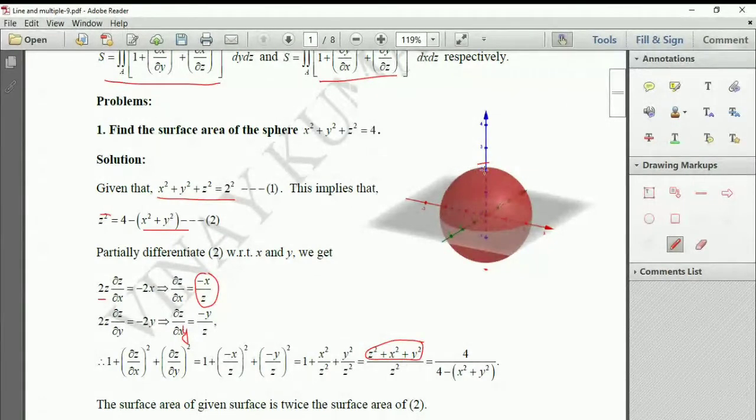Now let us pull this surface into the xy plane. That means when you make height as 0, this becomes a circle with center at origin, and this comes on the XY plane. That means when z is 0, you'll get x square plus y square equal to 4. So you are getting a circle here.